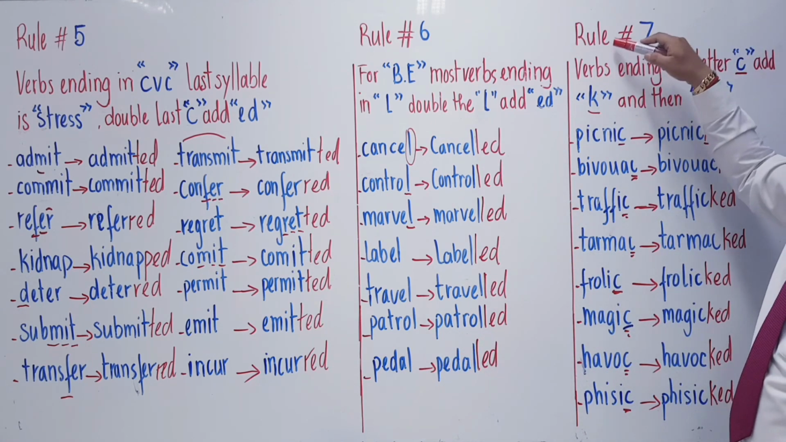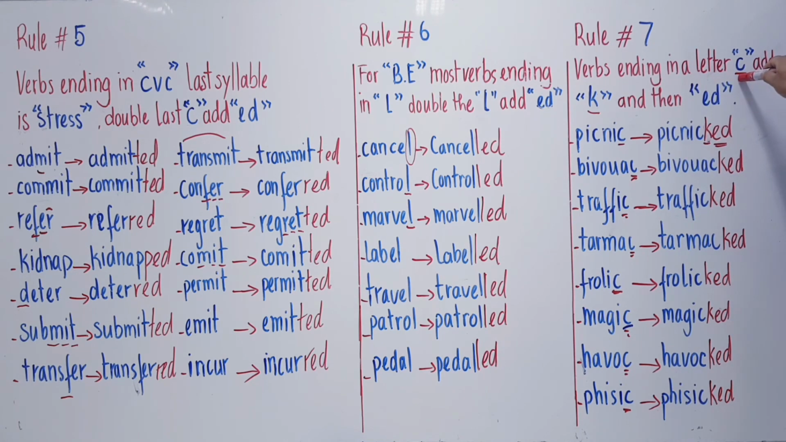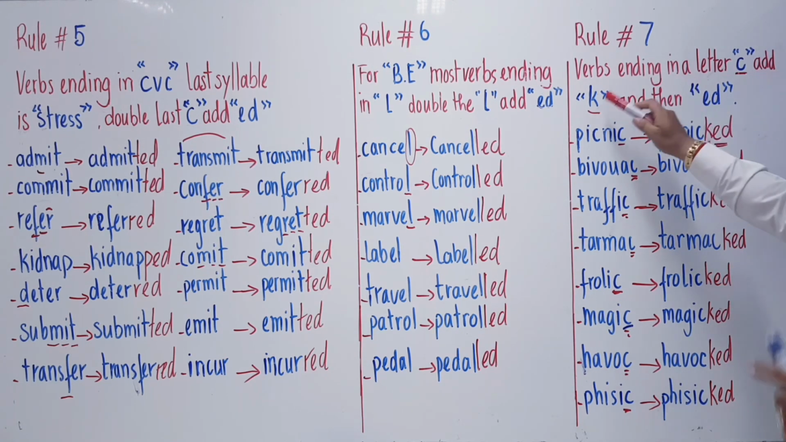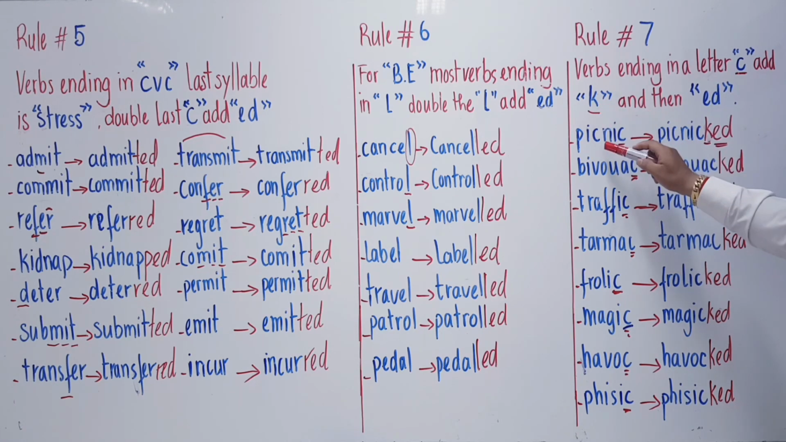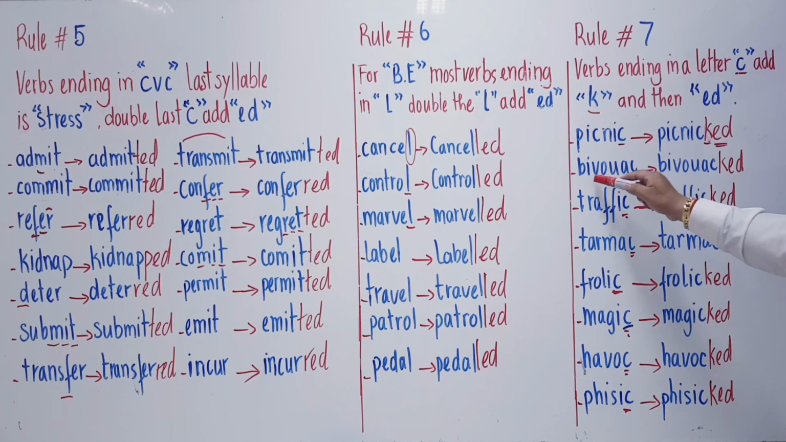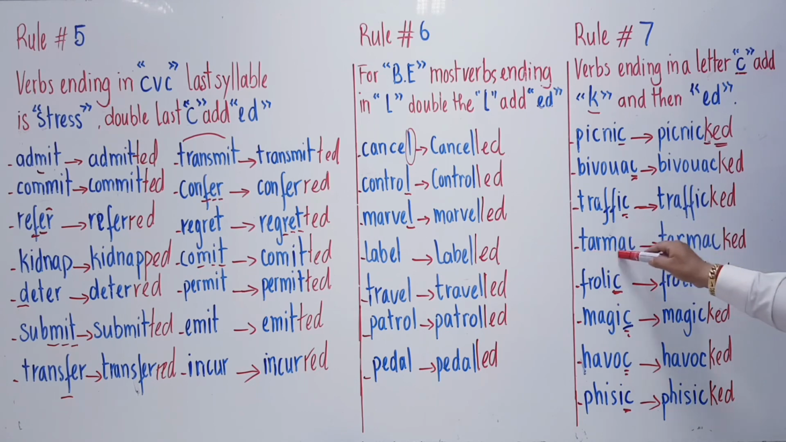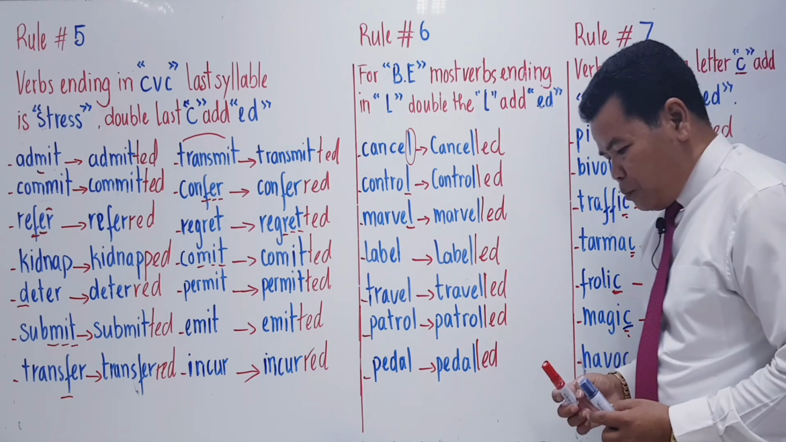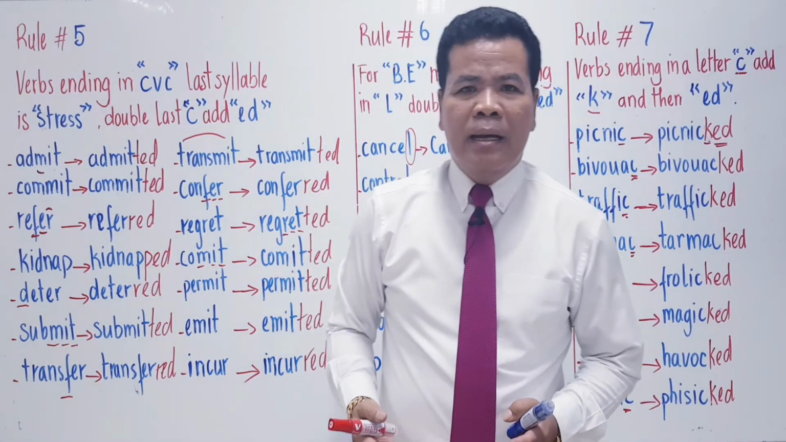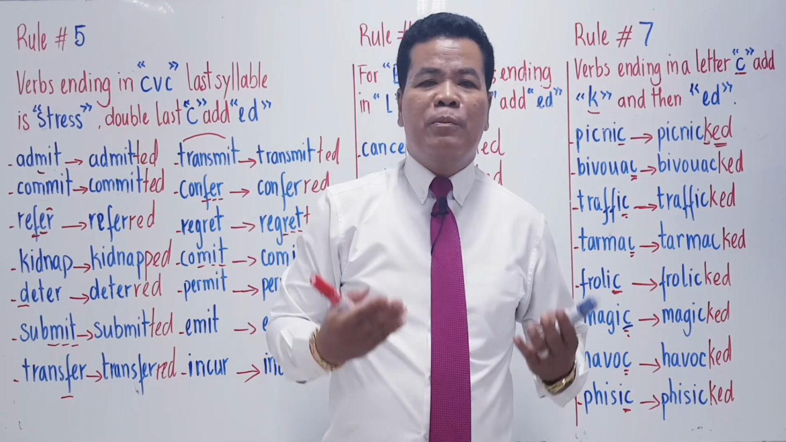Lastly, rule number 7, verbs ending in a letter C, not consonant, only a letter C. Before adding ED, we have to add one more letter, K, and then ED. Picnic, picnicked. Bivouac, bivouacked. Traffic, trafficked. Tarmac, tarmacked. Frolic, frolicked. Magic, magicked. Havoc, havocked. Physic, physicked. Okay, so we end the spelling rule of past participle today.